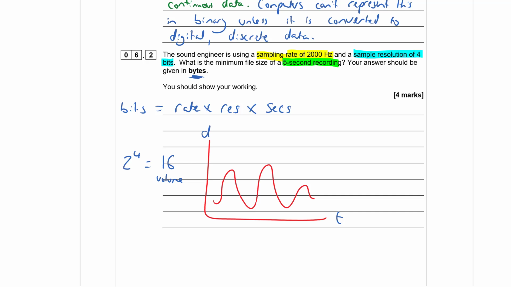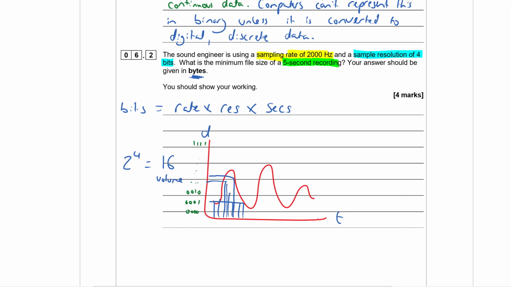What that means in practice is, the y-axis would be labelled something like this: 0, 0, 0, 0, 0, 0, 0, 1, 0, 0, 1, 0, all the way up to 15 at the top, which is just 4 ones. And as you're taking samples, you go along the x-axis, read across at set time intervals, and it has to correspond to the nearest volume. And how often we're doing it is the sampling rate. So here we've got a sampling rate of 2000, it means we're taking 2000 samples per second.